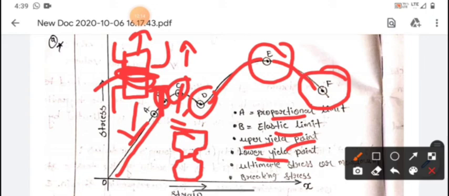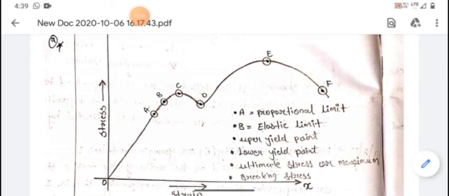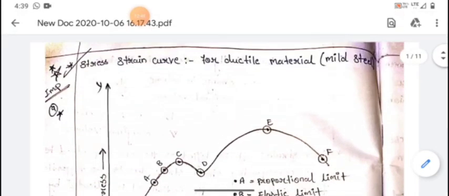The length of the material is increased because of the tensile force, and the calculation is done for checking the mechanical properties. If you want more information on the stress strain curve for ductile materials, there are many practical demo videos on YouTube, and in your mechanical testing lab you are also performing the experiment. This is about the stress strain curve for ductile material.